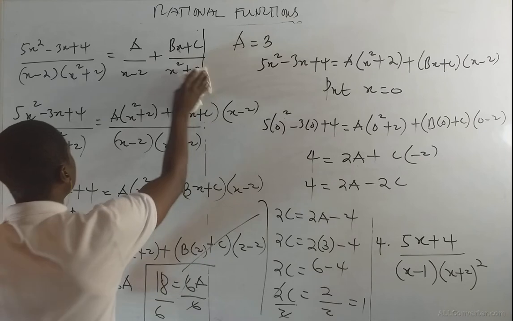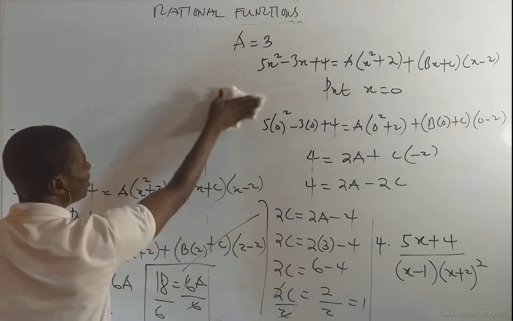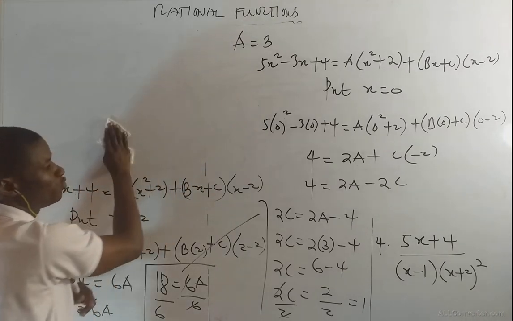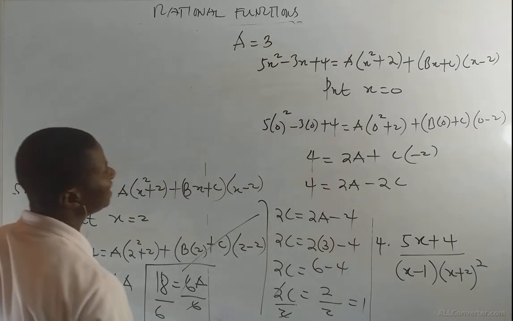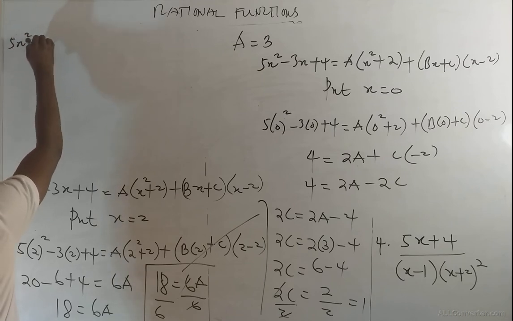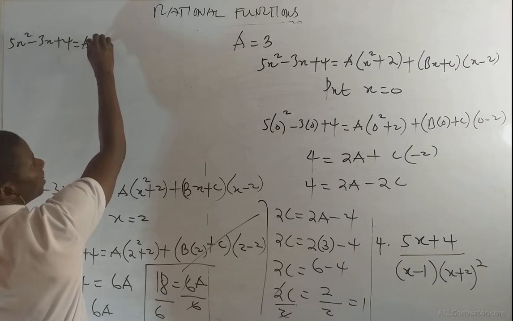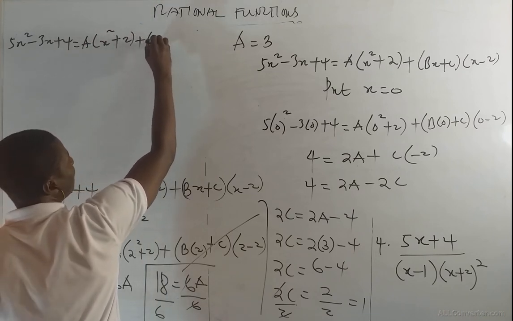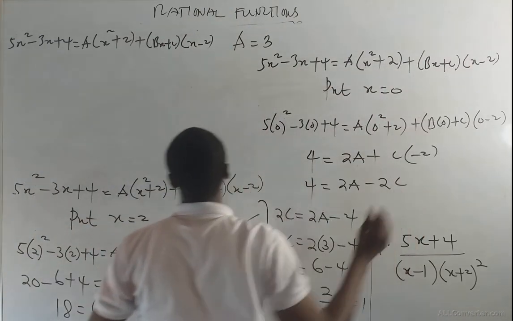So let me come back here. I advise that you take your time, get a book, get your calculator, get your pen, and begin to work it so that you can follow what I'm doing. So with the same identity again, the identity is 5x squared minus 3x plus 4 is equal to A, we have x squared plus 2, plus bx plus c, and we have x minus 2. It's the same expression we are using.